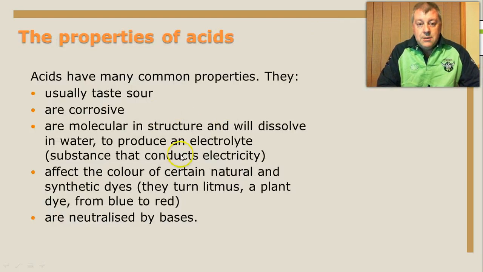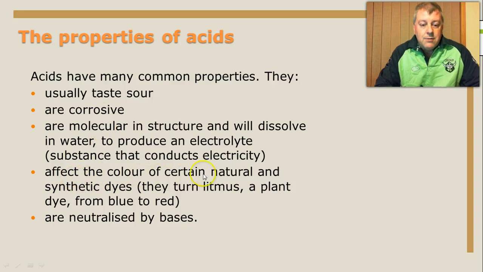Now, what are some of the properties of acids? They taste sour. I wouldn't recommend that you taste any of the acids we use in the chemistry lab, but when you eat an orange or have some fruit juice, it's the acid giving the sour taste. They're corrosive, they're covalent molecular, and will dissolve in water to produce an electrolyte. That means that there must be a positive and a negative ion when they dissolve in water.